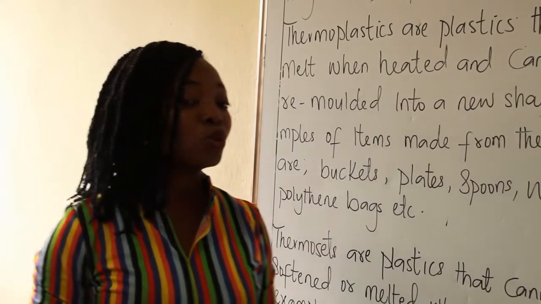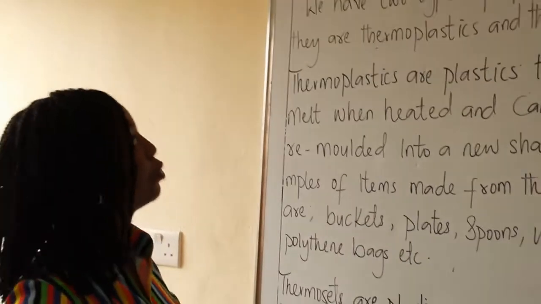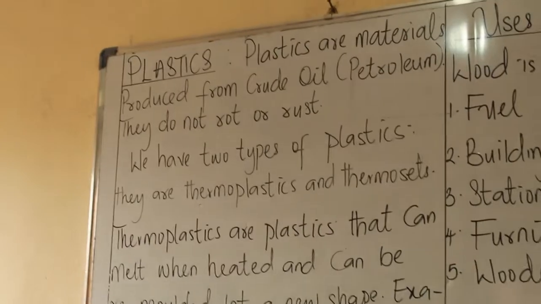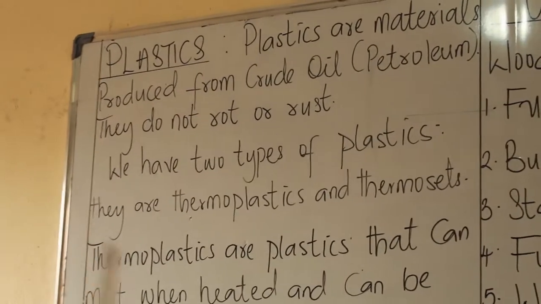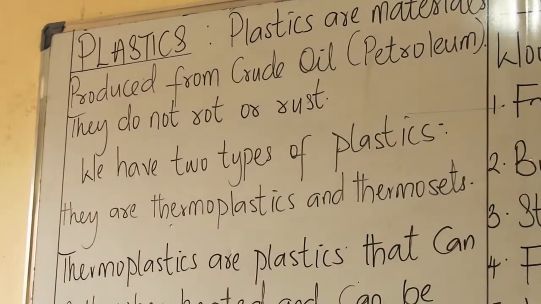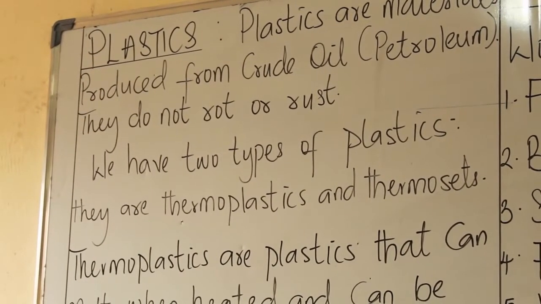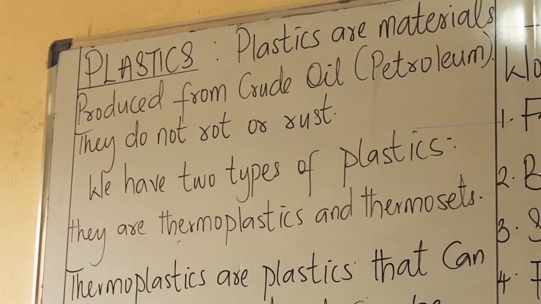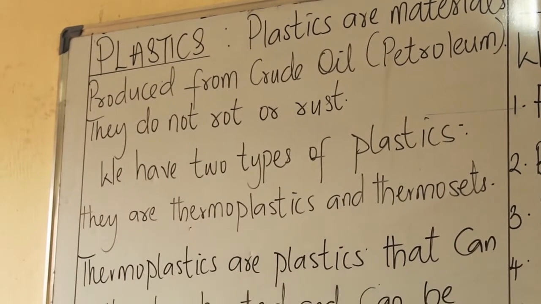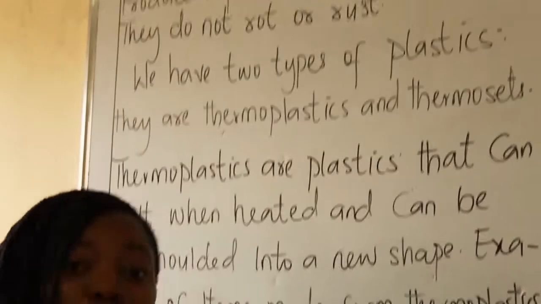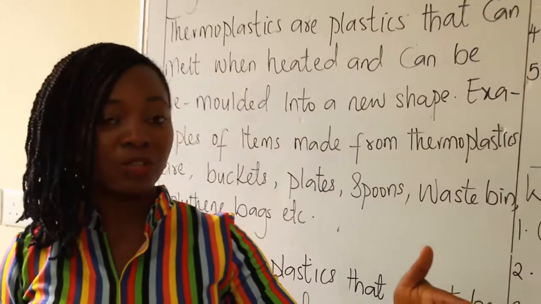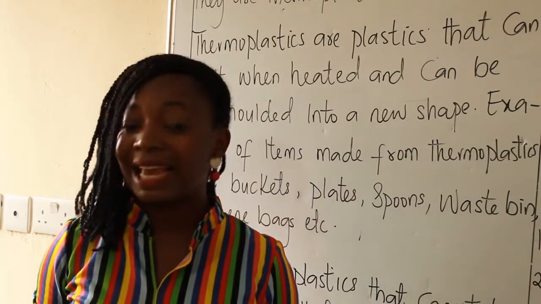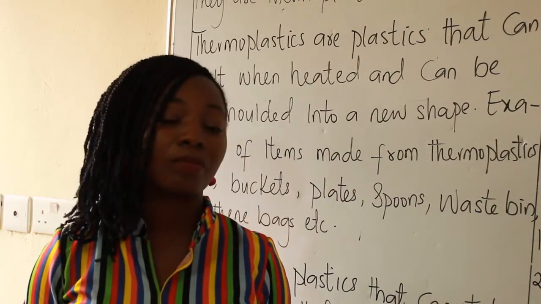Okay, let's now go to our next technology material, and that's plastics. Plastics are materials produced from crude oil, petroleum. Most persons confuse plastics for rubber. You can hear someone saying, "Get me the rubber bucket." It's not a rubber bucket, it's a plastic bucket.